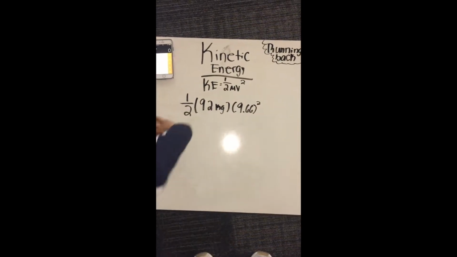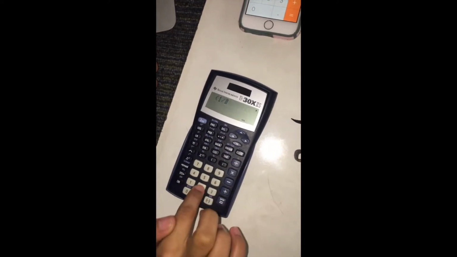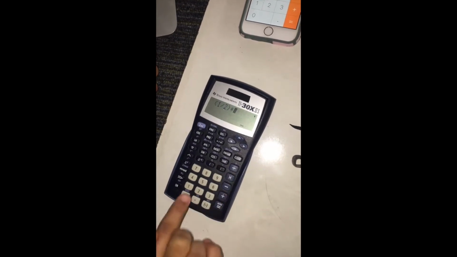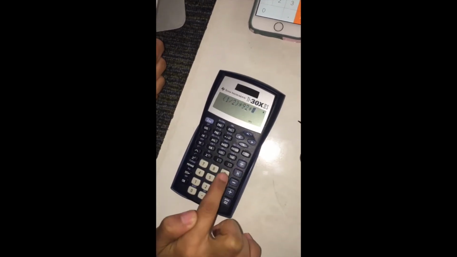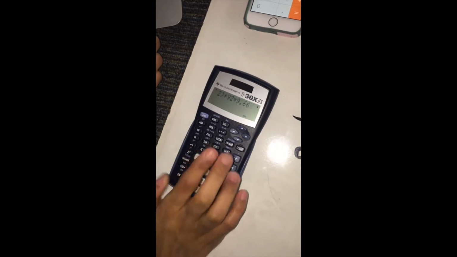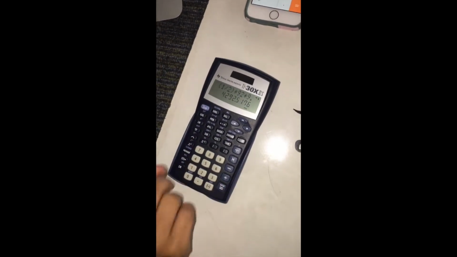So we're gonna get our calculator right here. Handy dandy Texas Instruments. We're gonna put 1/2 times 92 times 9.66 squared. And that's our answer.